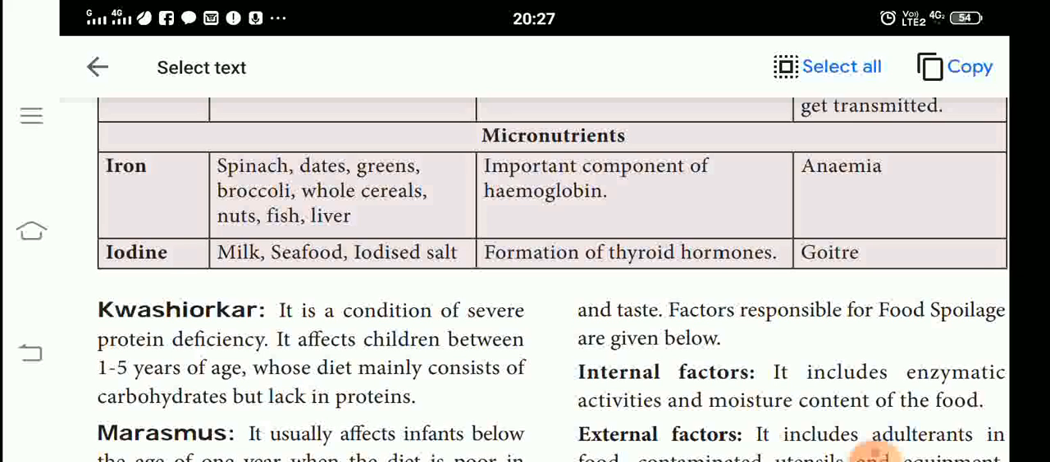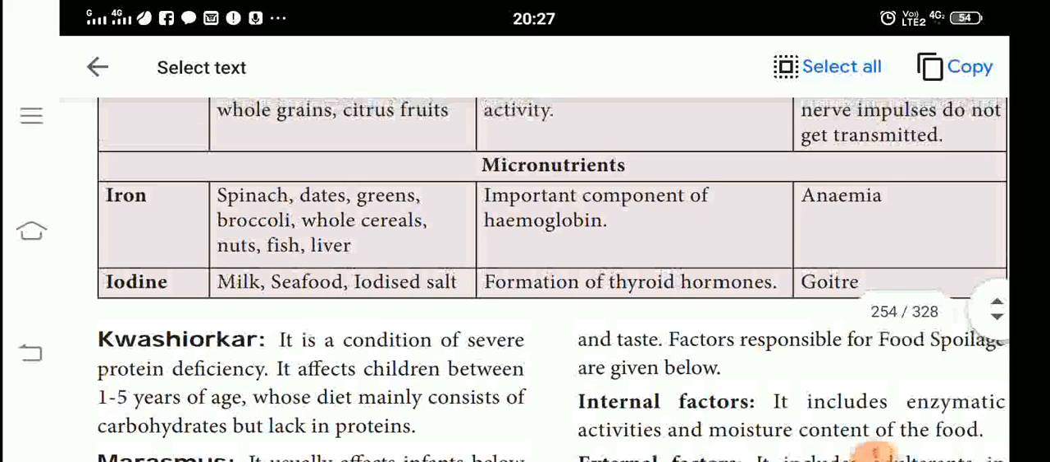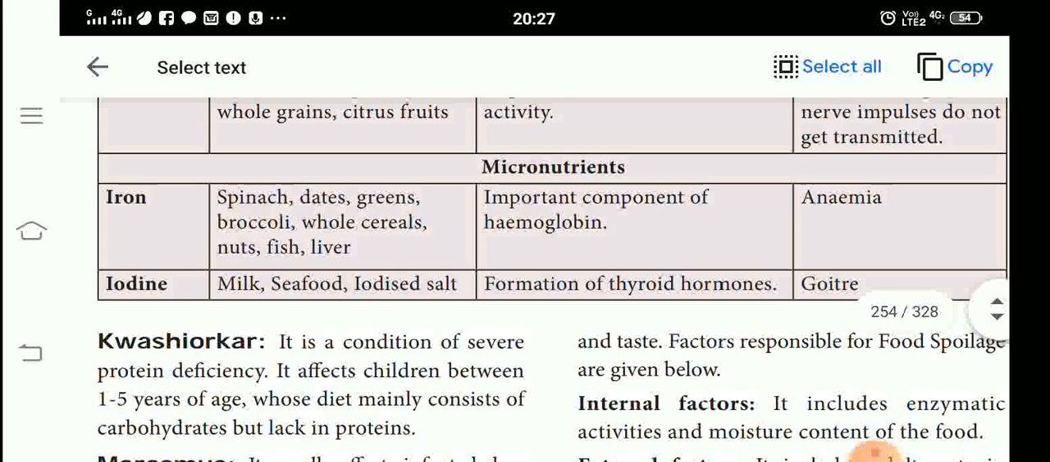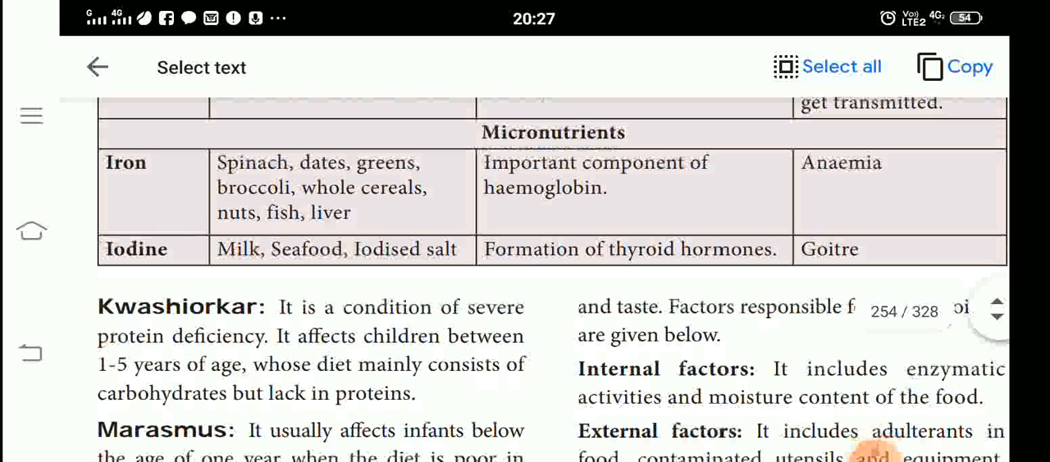Then iodine, found in milk, seafood, and iodized salt. We are taking iodine in salt itself, as iodized salt is rich in iodine. Iodine deficiency causes a disease called goiter. Due to less intake of iodine, what will happen? Goiter disease will occur.